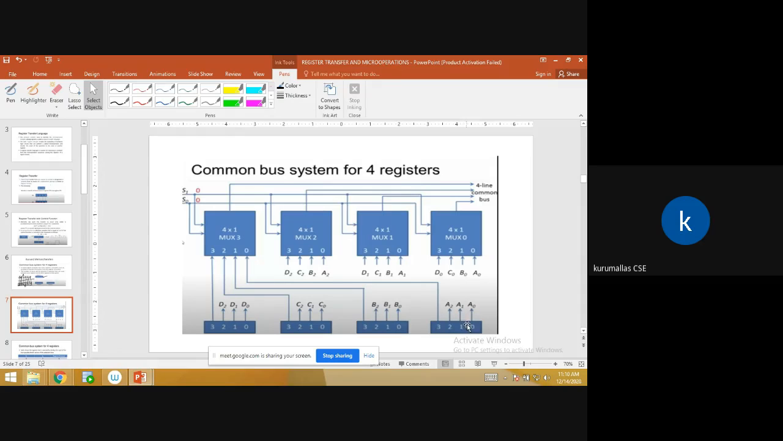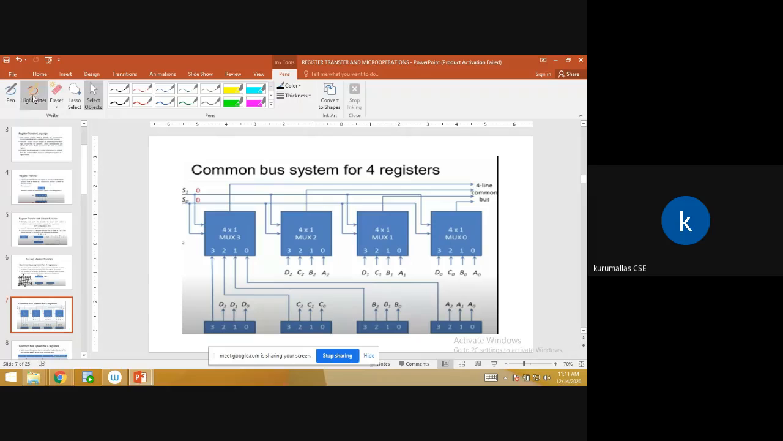This means that the output of register A bit 0 is A naught. The output of this one is A1, of this one A2, like this. The output A naught acts as an input of multiplexer 0. So we connect A naught to the inputs of multiplexer 0, like this.